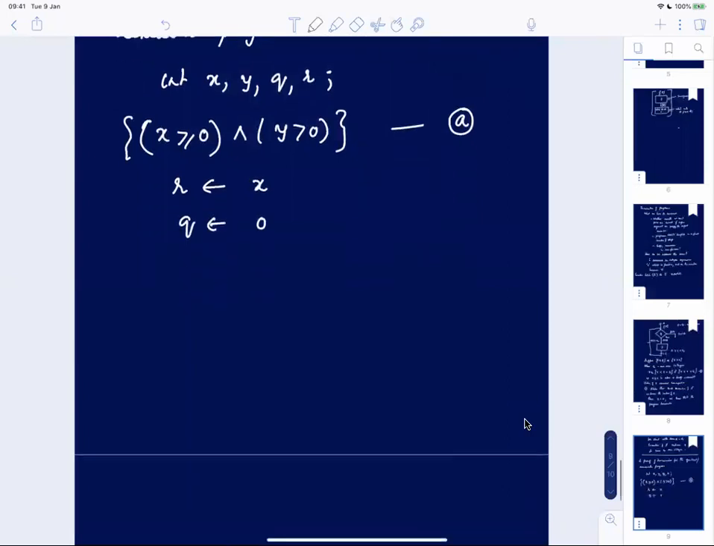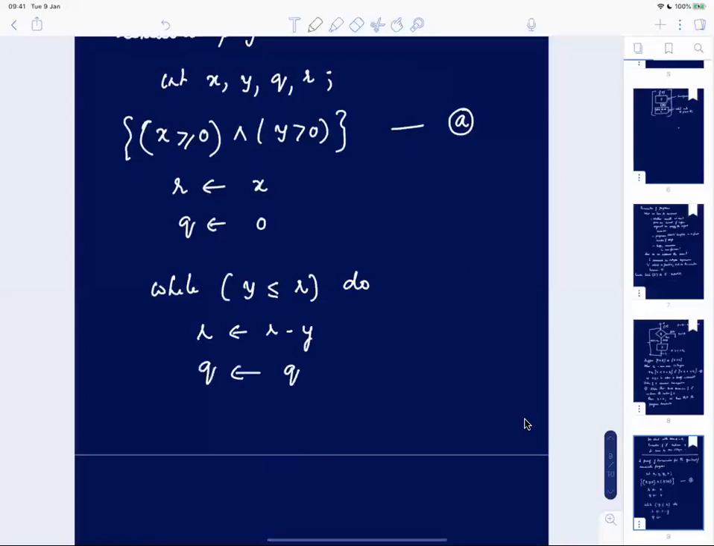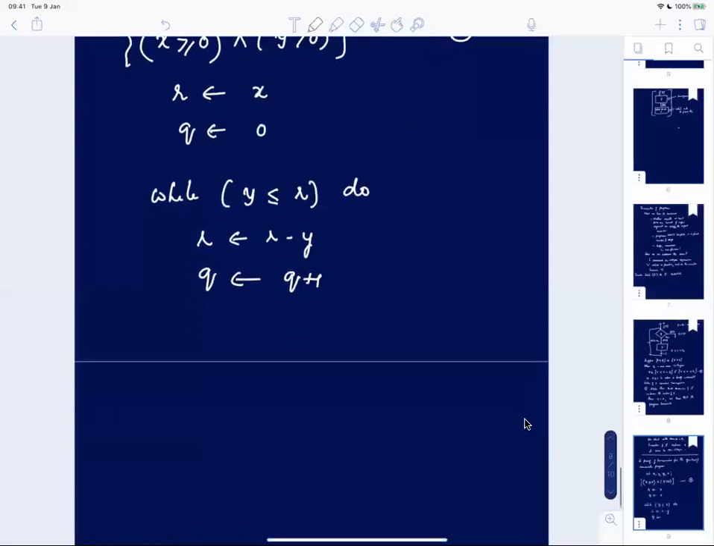Let me write the program and then we'll write the loop invariant. While y is less than or equal to r, r is assigned the value of r minus y, q is q plus 1. So it's basically repeated subtraction for computing the quotient. Every time you subtract y, you add 1 to the quotient.